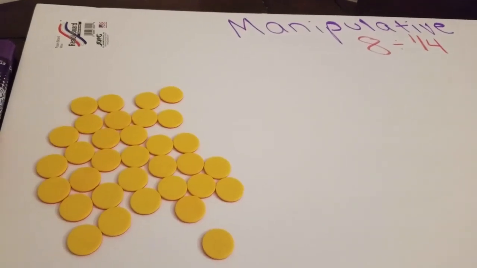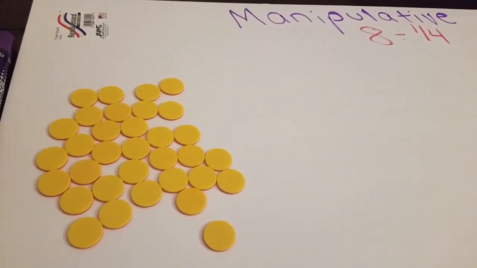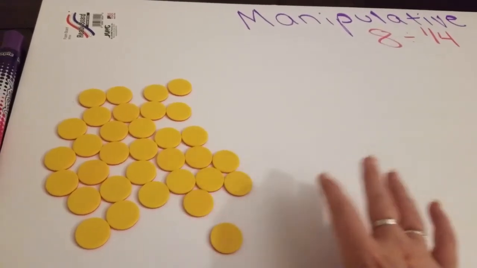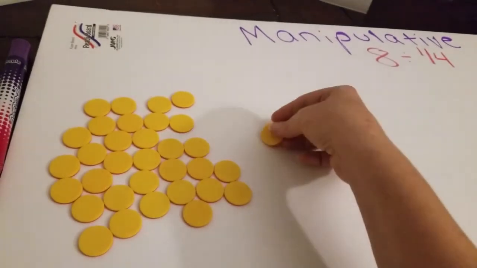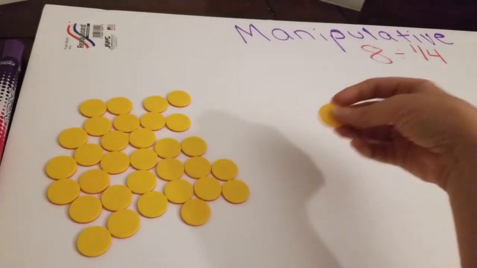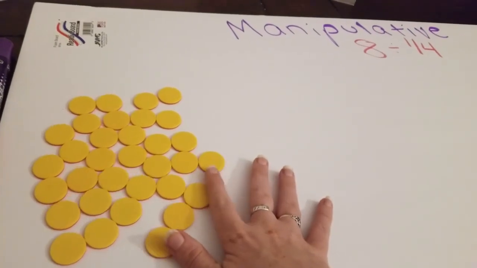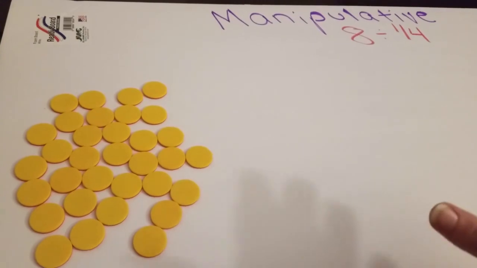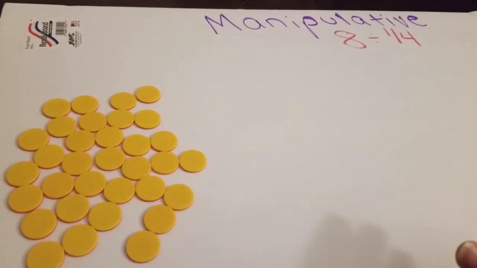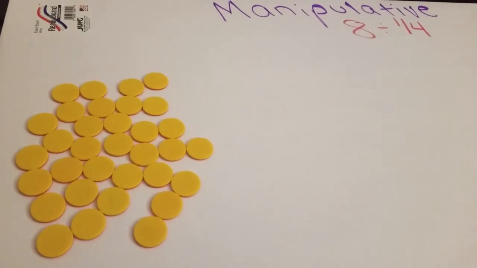So you could use this possibly in a center. I also thought of maybe taking counters or something similar and putting magnets on the back, and you can put them on the board just to show students how to do it with the counters. But what you want to do is you take your problem, you have 8 divided by 1/4, and let's represent that with these counters.